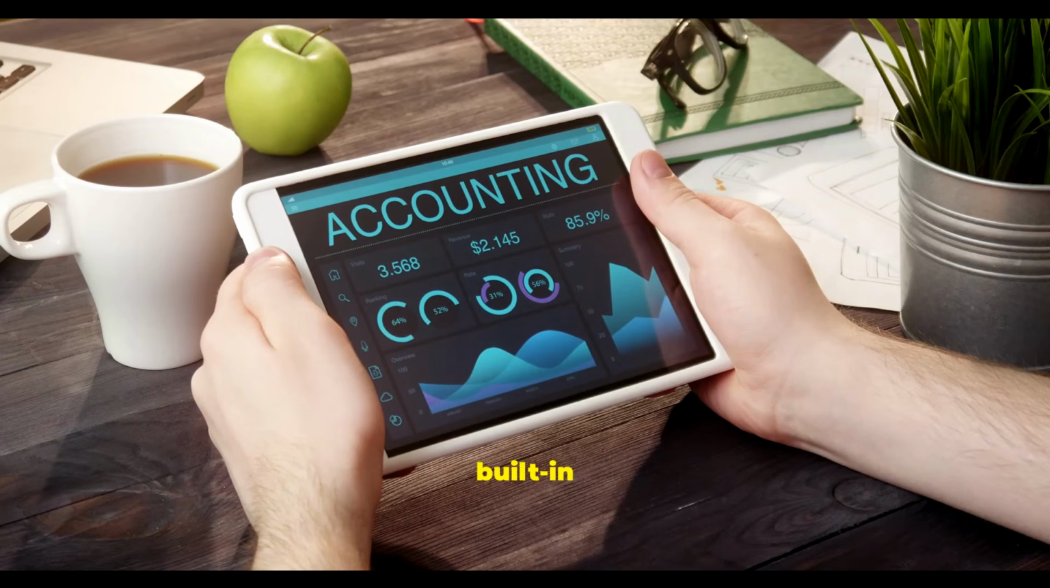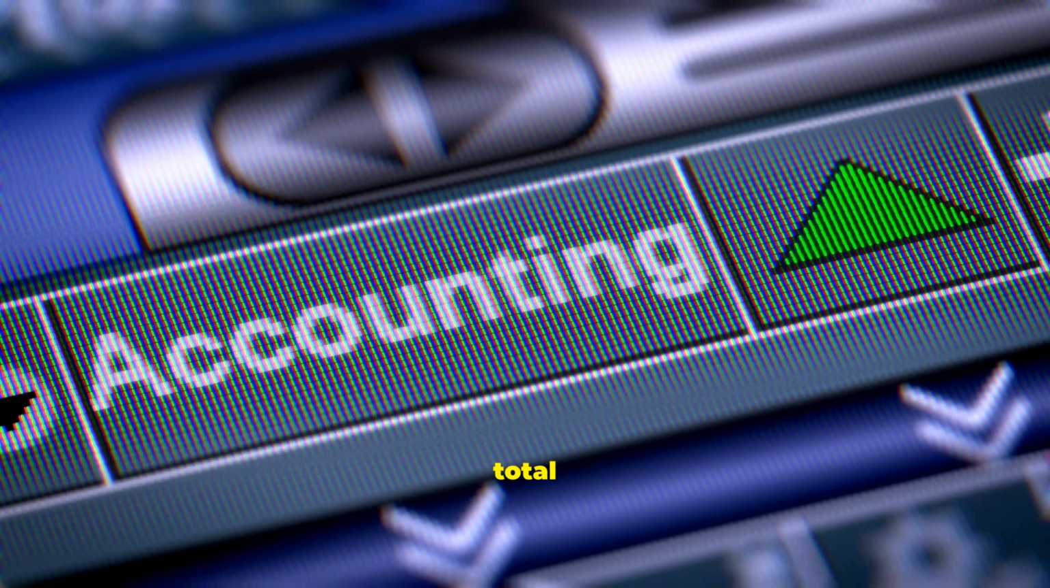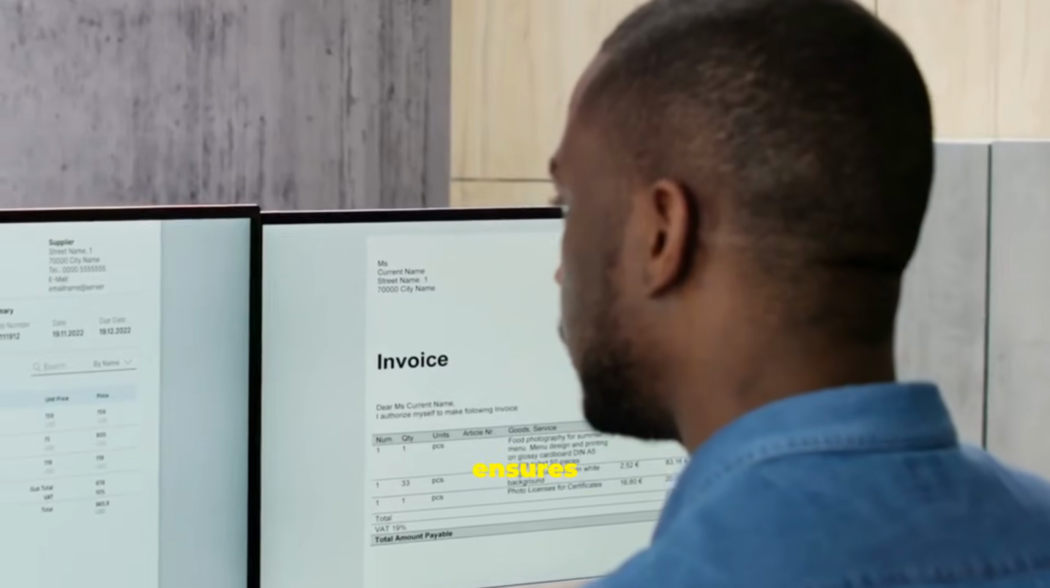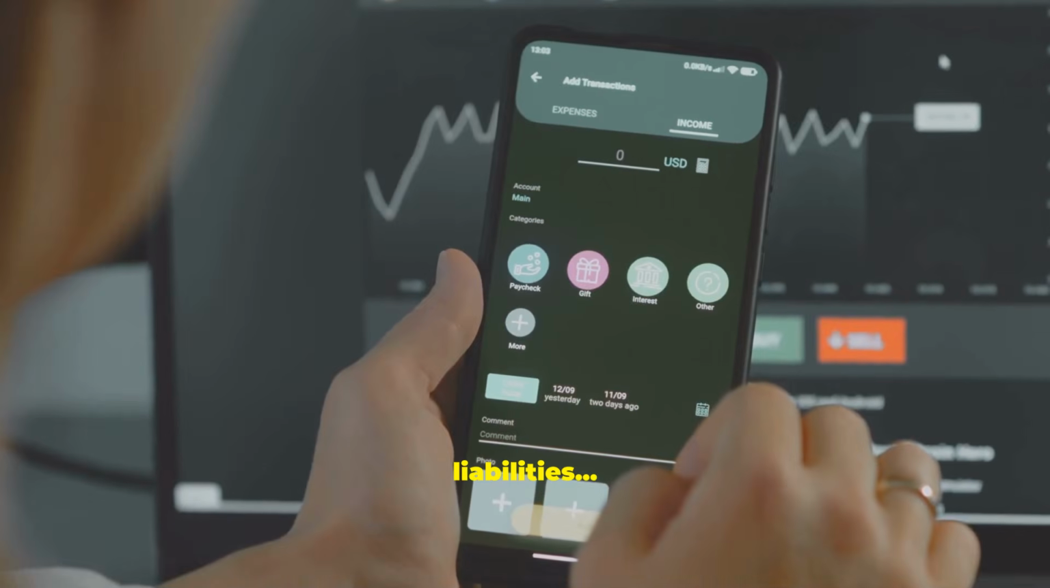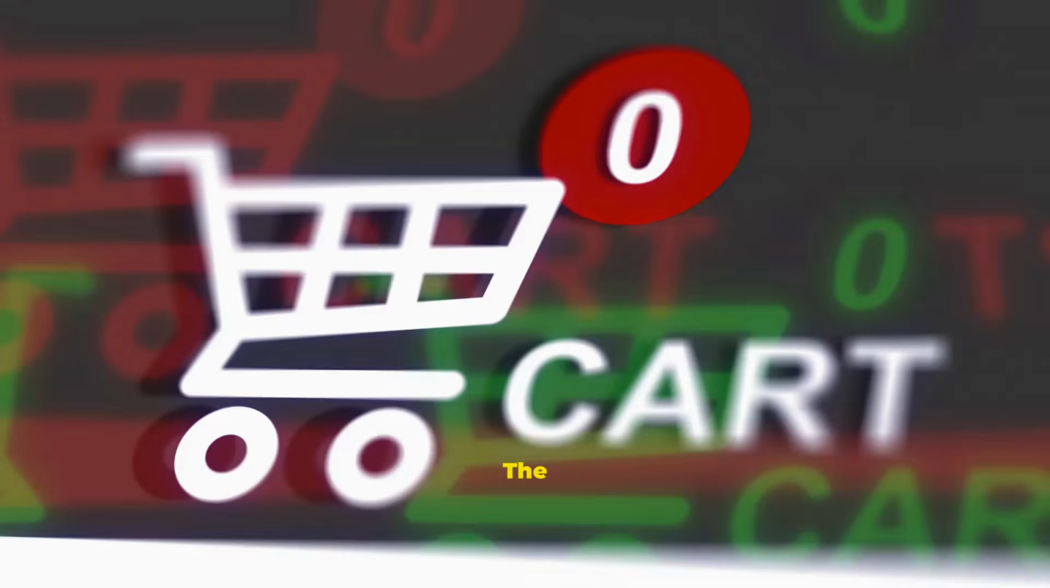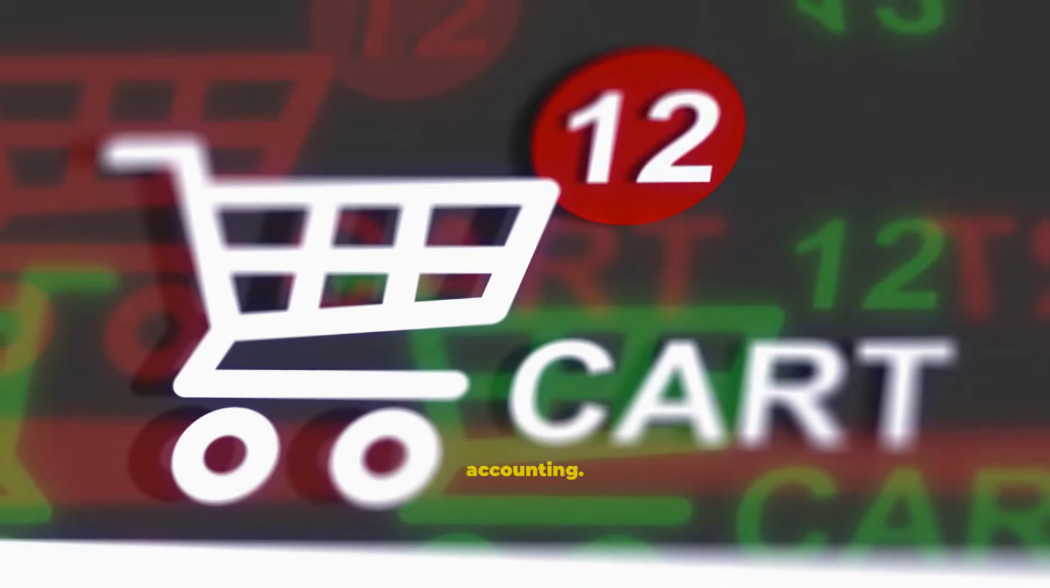It provides a built-in error-checking mechanism. The total debits must always equal the total credits for every entry. This ensures the accounting equation remains balanced: assets, liabilities, equity. The balance rule is the heart of double-entry accounting.